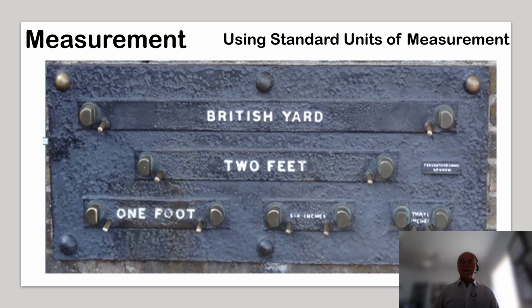And then if you look above that in the middle, there's 2 feet, so that's twice 1 foot, and then a yard. So suddenly we changed the language from feet to yards, and a yard was 3 feet. So back in my day, we could measure something as 3 yards, 2 feet, and 6 inches. And then we had to calculate what that meant.